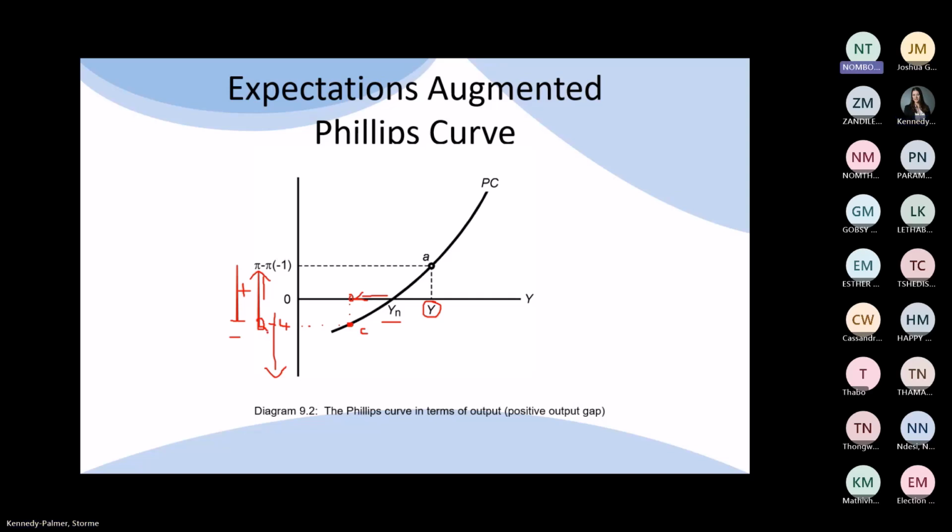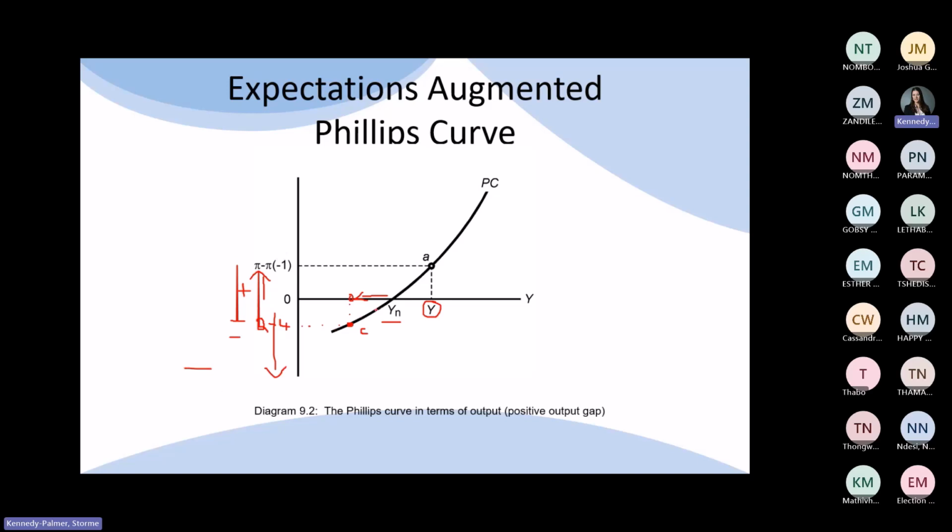Negative 2% means if our basket of goods was costing us 100 Rand last year, it's now costing us 98 Rand this year. So it means that prices are actually decreasing. The inflation rate is negative.